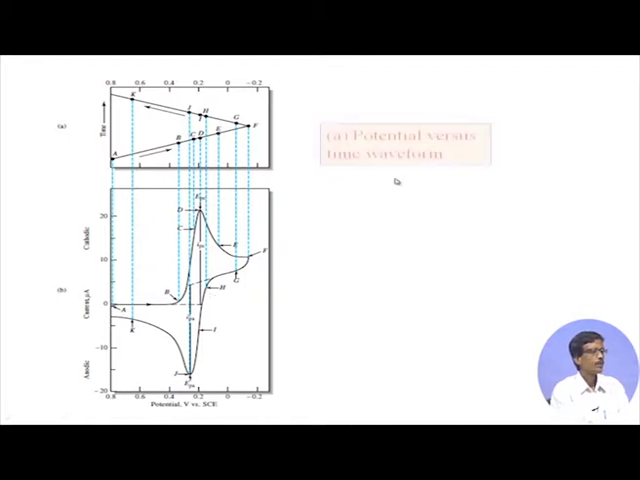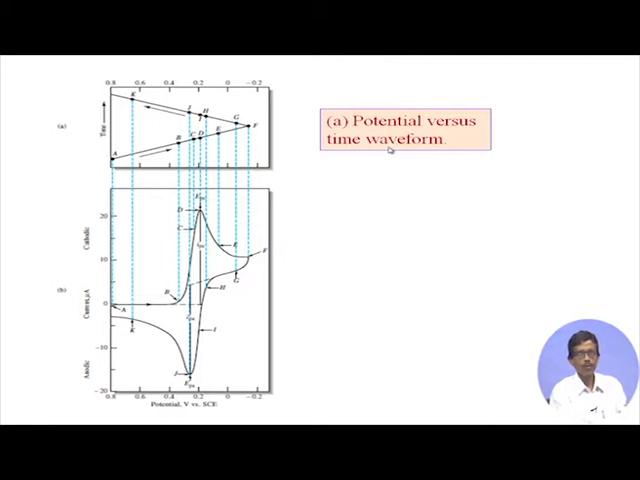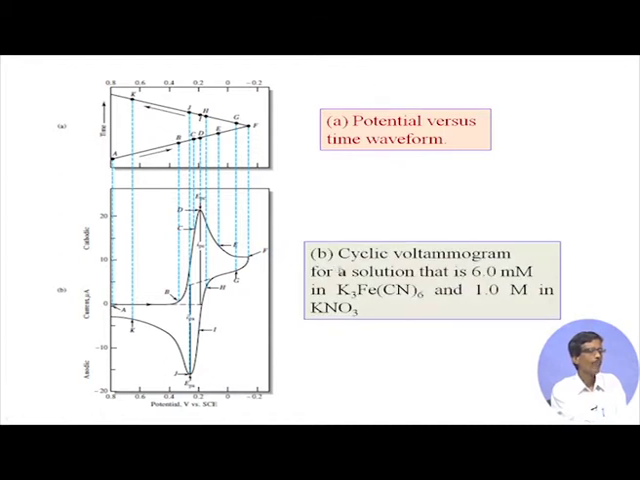We have discussed what sort of waveform you put to the electrode system, which is a 3 electrode system, and the corresponding potential applied to all these electrodes, particularly the working electrode, because this potential is applied to your working electrode with respect to the reference electrode. So, the potential versus time waveform looks like this, and we have the cyclic voltammogram.